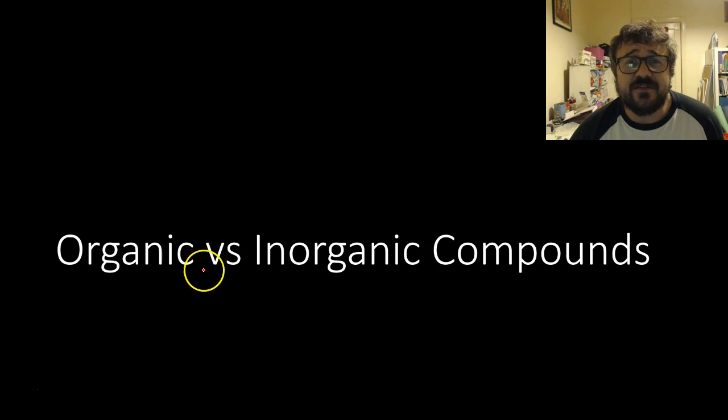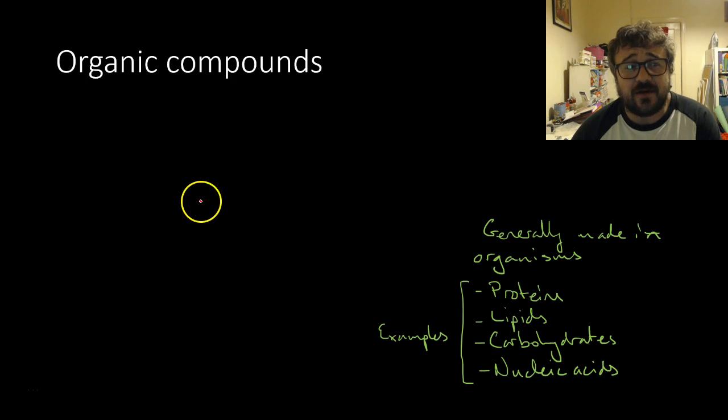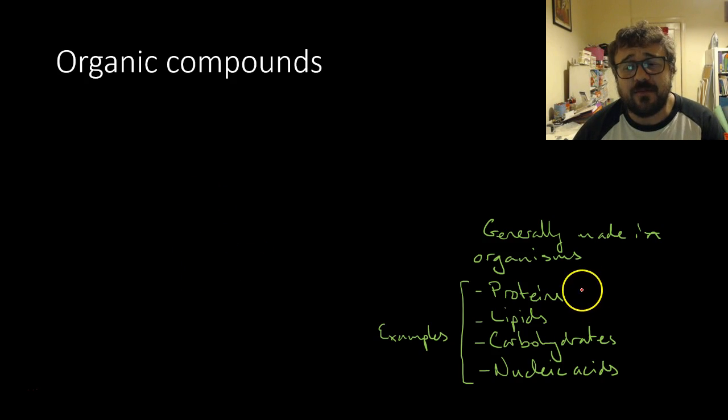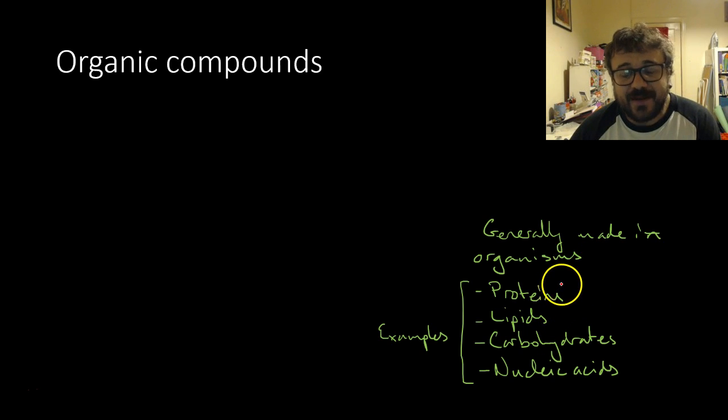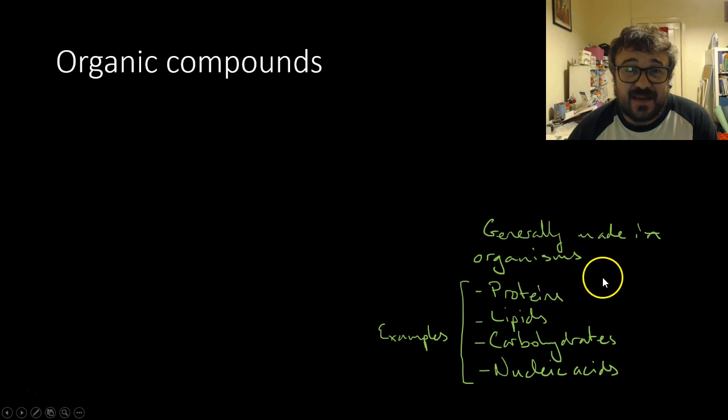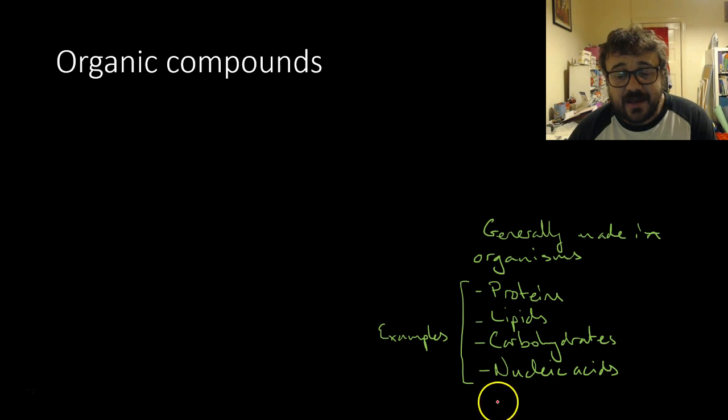Alright, scientists, so let's have a look at the difference between organic and inorganic compounds. So, very quickly, with organic compounds, we see that they're generally made within organisms. They can definitely be made artificially, but generally it's what organisms tend to be made up of, hence the name. Common examples are proteins, lipids, carbohydrates, nucleic acids, but we could also have in there plastics.